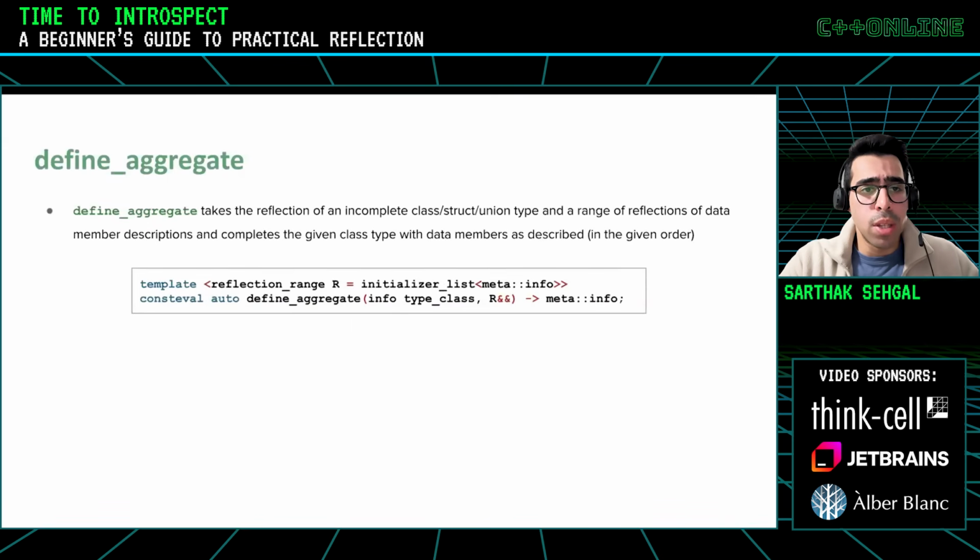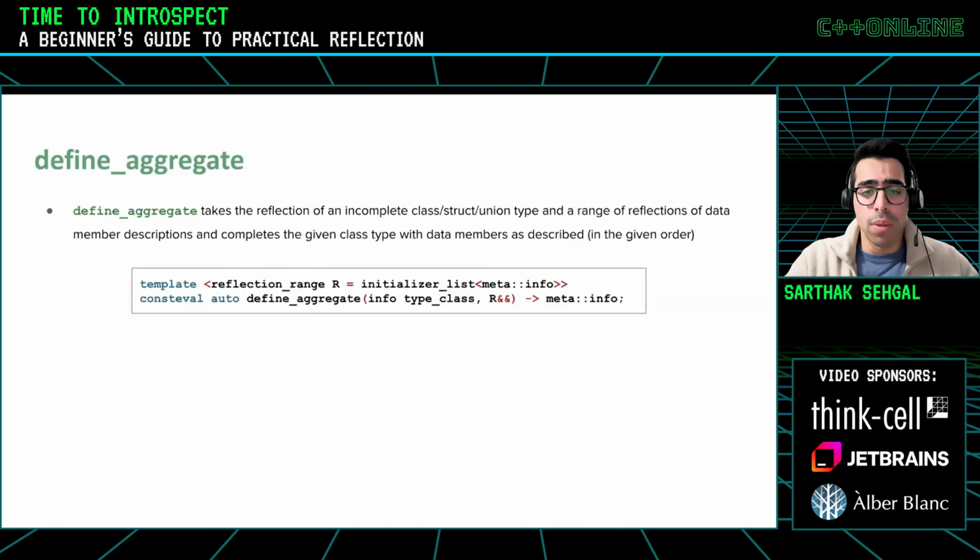So the meta function that's used for generating code using reflection is define aggregate. Define aggregate takes the reflection of an incomplete class, struct, or union type and a range of reflections of the data member descriptions, and completes the given class type with data members as described. The first parameter that define aggregate takes in is the reflection of an incomplete type. So you declare a class, say class foo, then you provide a reflection to that class as the first argument. The second argument it takes is a list of reflections of the member descriptions.